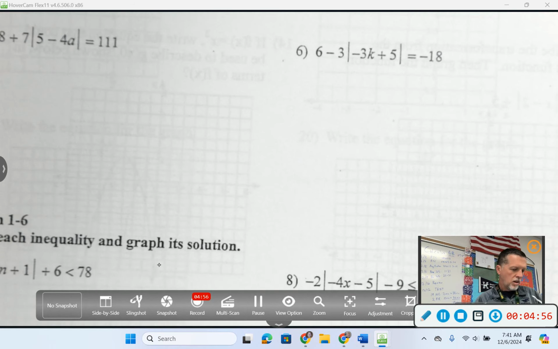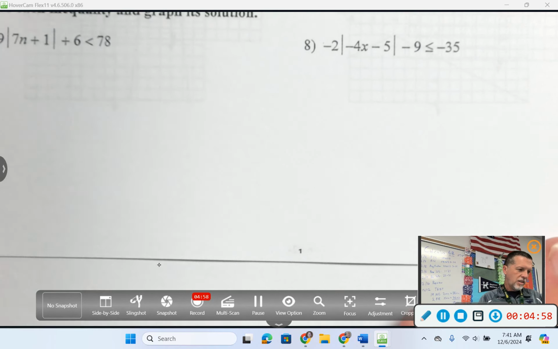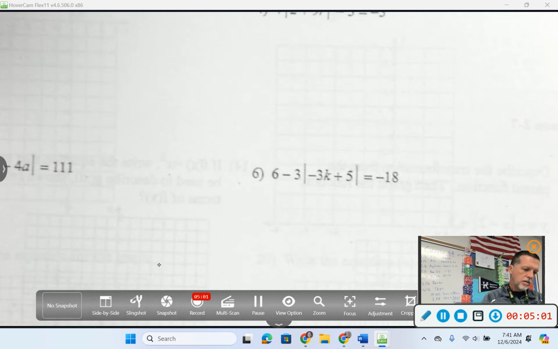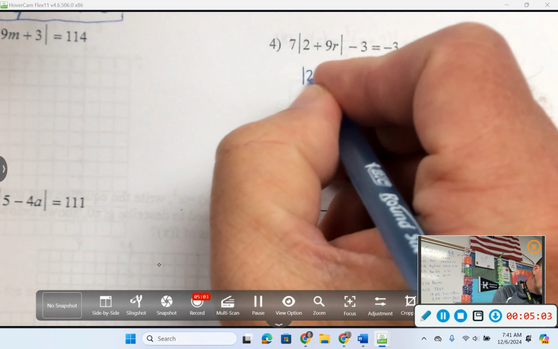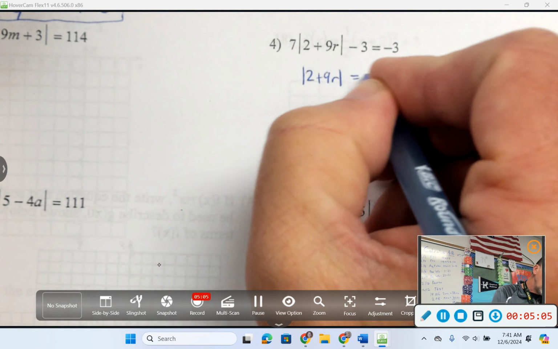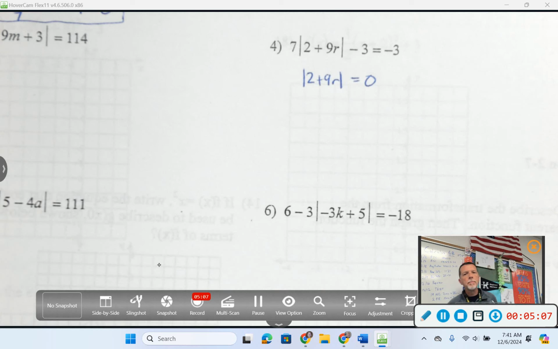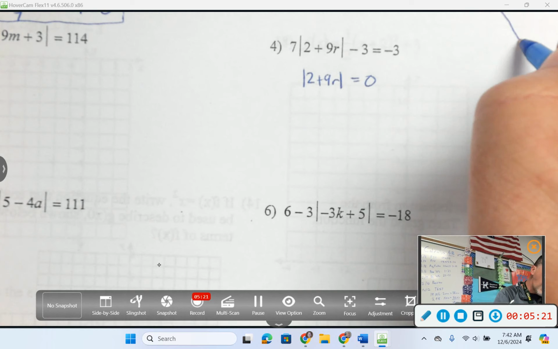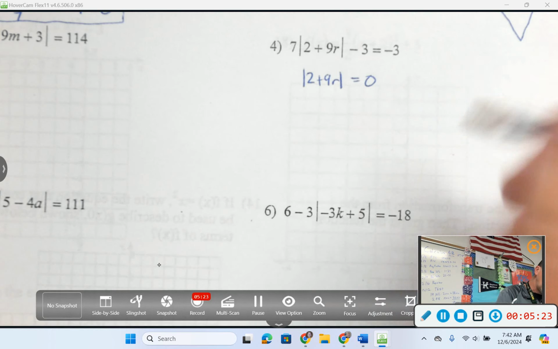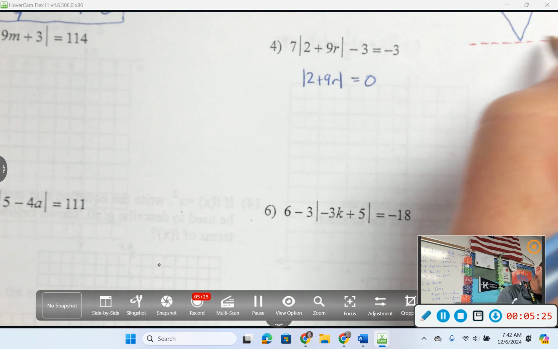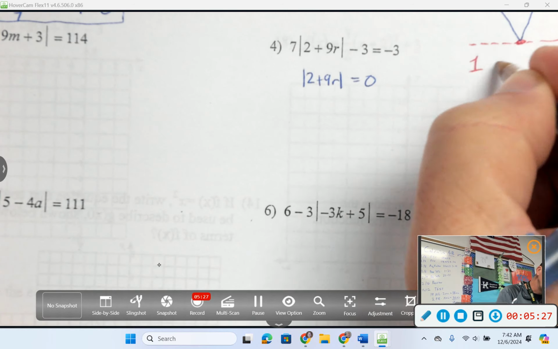All right, number 7. It does equal 0. Does it? No, because you're going to subtract it too. Oh, yeah, that makes sense. So it's just one solution. You can still think of it as set it equal to positive 0 and negative 0, but that's the same thing. 2 over 9. And what that means graphically is that it's like the vertex. You're right there at the vertex, so there's one solution. That makes sense.